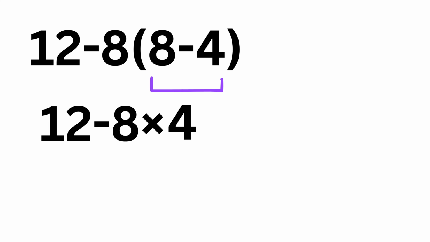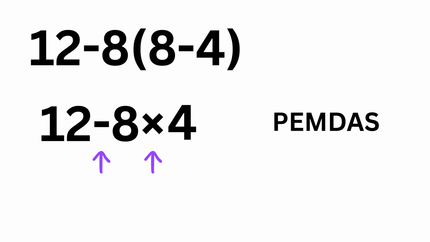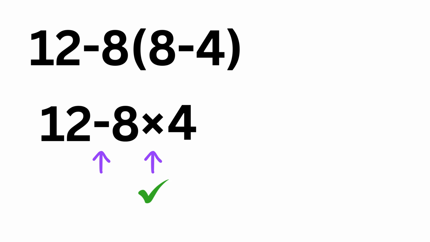So first, inside the parenthesis, we have 8 minus 4, which equals 4. So we have 12 minus 8 times 4. Now, we have one subtraction and one multiplication. Here, multiplication comes before subtraction. So in this step, we have to do the multiplication.